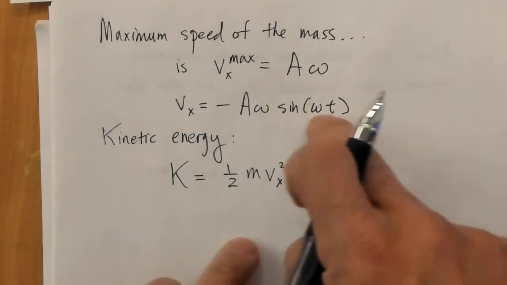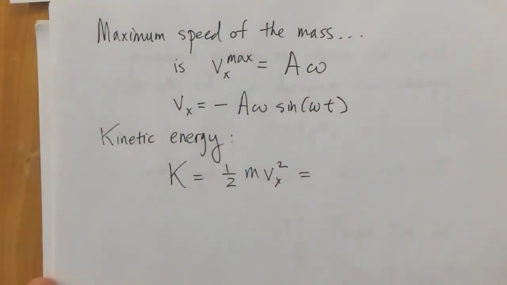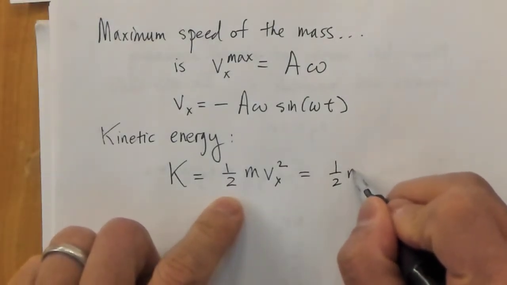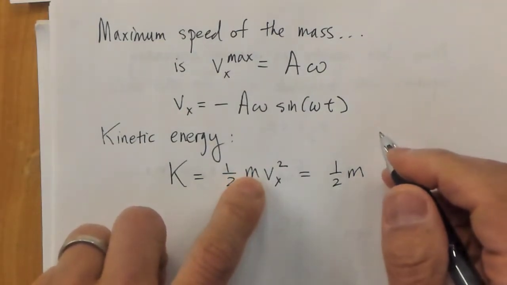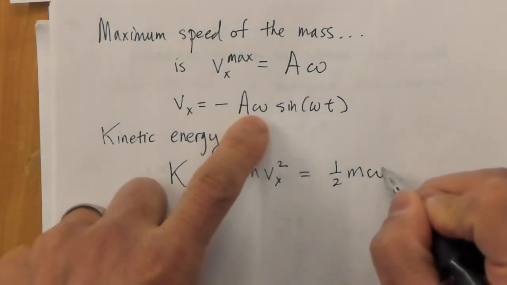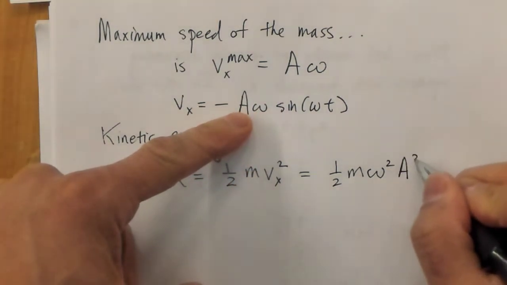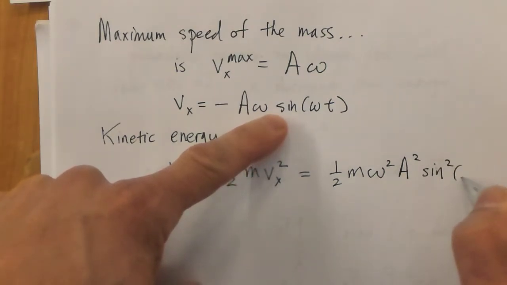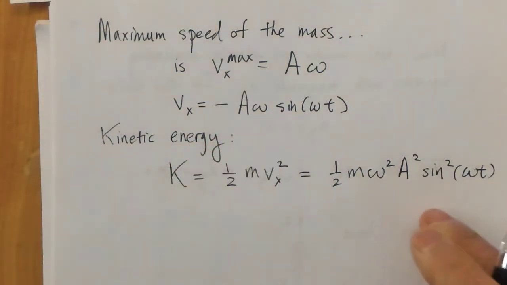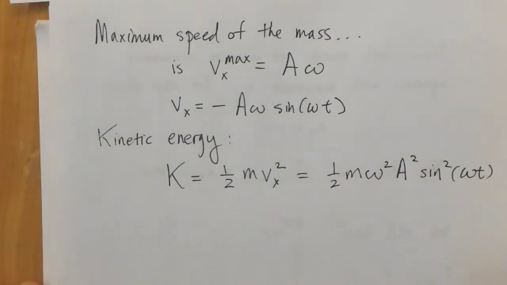So I have this ugly little formula for v. Let's square it, make it even more complicated. And so I have 1/2 m in front. Then I have a omega, but that gets squared. The a gets squared. The sine gets squared, omega t. Okay, that's what the kinetic energy will look like. There's a reason why I'm doing this. We're going to do something with kinetic and potential energy and ask what the total mechanical energy looks like.